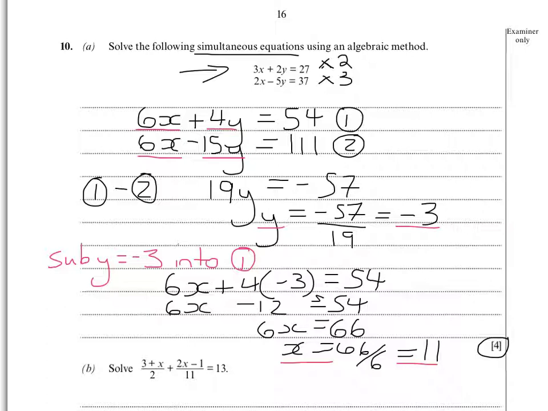Now I could check this if I wanted to quickly in my head. So maybe pick the first equation, 3x plus 2y is 27. That means 3 times 11 plus 2 lots of minus 3 equals 27. Well, now I know 3 11s is 33. 2 lots of minus 3 would be minus 6, and 33 minus 6 is 27, so I know that I've got that correct.